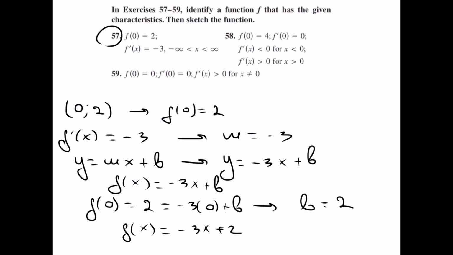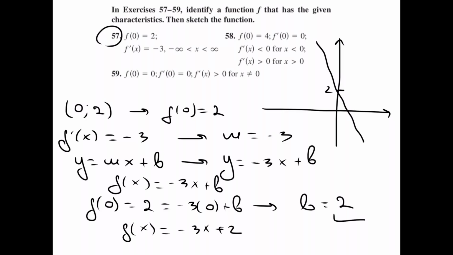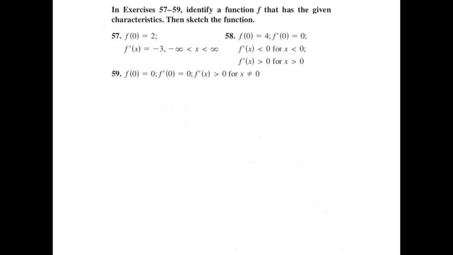Now let's try to represent it geometrically. I'm going to sketch this function. It has a y-intercept at the point 2. Let's say here's 2, and as m is negative, our function is going to look like that. So that's it. We just found the function: the linear function with the equation negative 3x plus 2. Now let's continue with the second one.